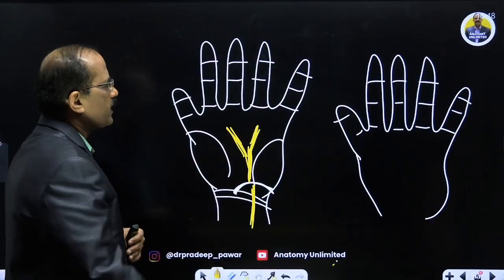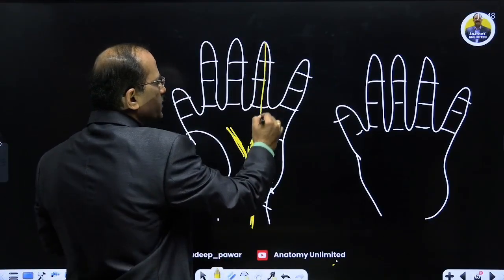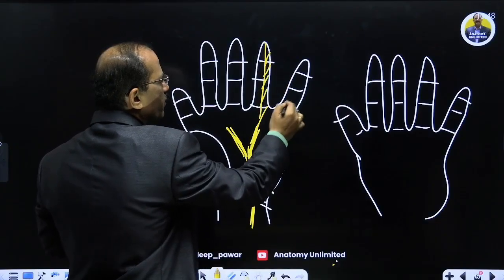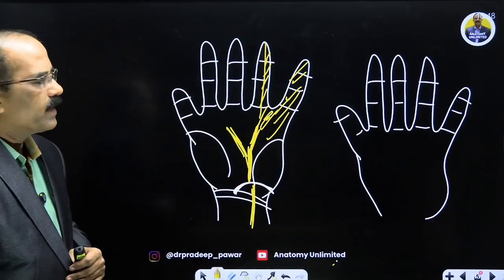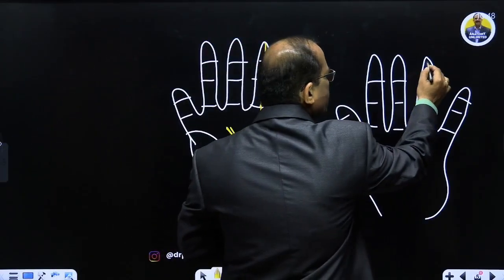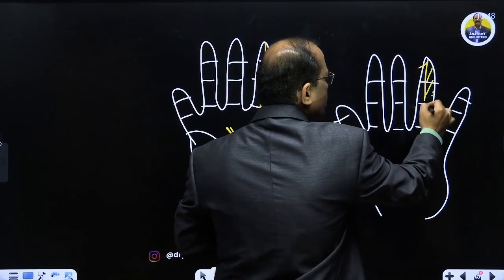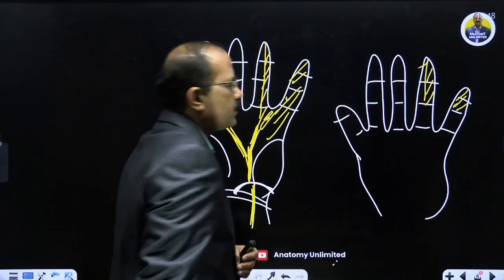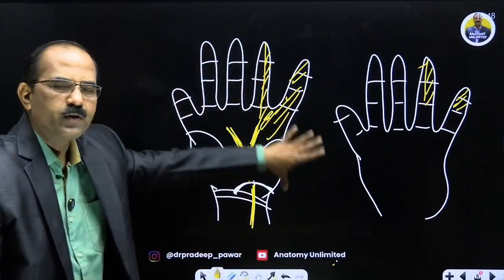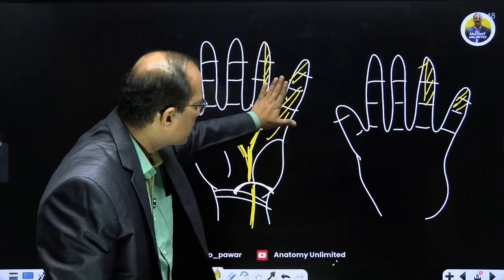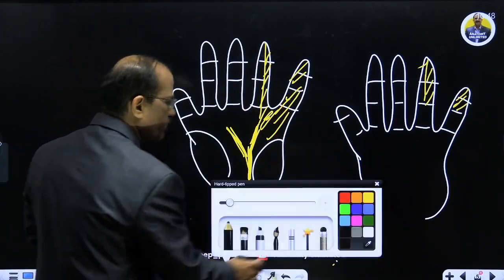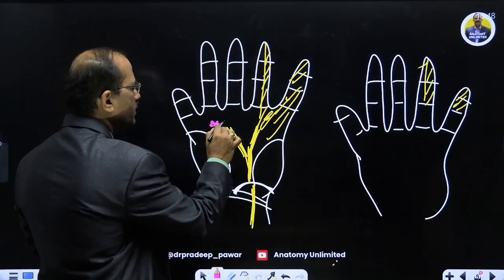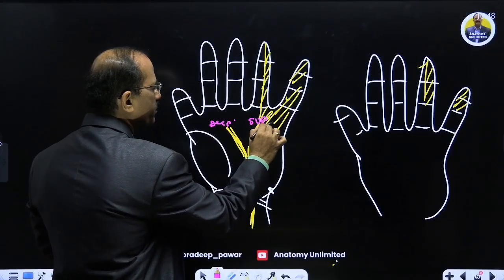This superficial branch supplies the skin on the palmar aspect of 1.5 fingers and the dorsal aspect of 1.5 fingers except the proximal phalanges. This is the palmar aspect, this is the dorsal aspect. So the skin of 1.5 fingers on the palmar aspect is supplied by the superficial branch of ulnar nerve. This is the deep branch and that's the superficial branch of ulnar nerve.